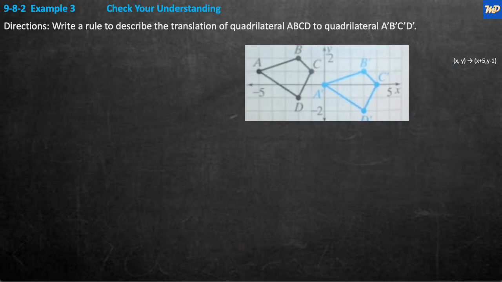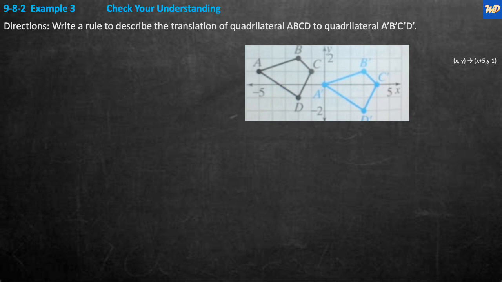Okay, example 3, check your understanding. Directions. Write a rule to describe the translation of the quadrilateral ABCD to quadrilateral A prime, B prime, C prime, D prime. Okay, it shouldn't be too hard. We know the beginning of it. Well, that's your turn. You go for it. Stop the video, try it out. When you come back, we'll do it together.